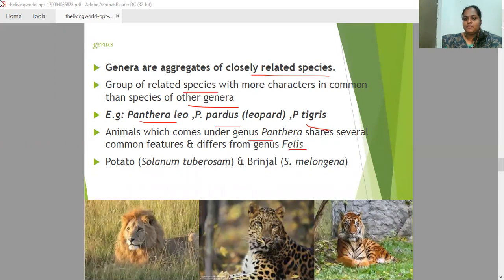So potato is Solanum tuberosum, brinjal is Solanum melongena. Here the genus will be the same, but the species will be different, and it is a group of related species having more characters in common than the species of other genera. You can see the diagrammatic representation here: lion, tiger.